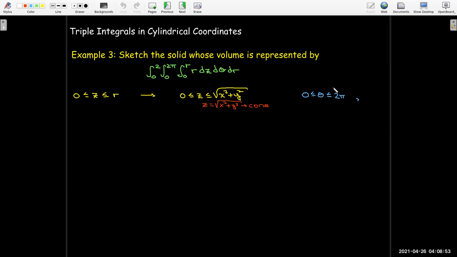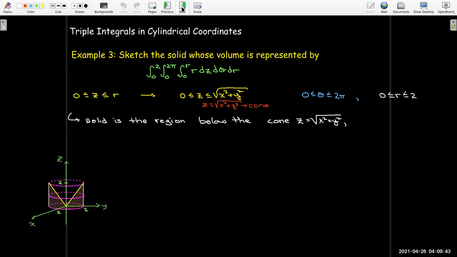I'm going all the way around the z-axis. That's what theta going from 0 to 2 pi tells me. And then the fact that r goes out to 2 means that I'm going to be under this cone, but only out until r is equal to 2. So the region here is the region that's beneath the cone out to where r equals 2. Well, r equals 2, remember, is a cylinder. So we could say that it is the portion which is underneath the cone, above the xy plane, and inside the cylinder, r equals 2.